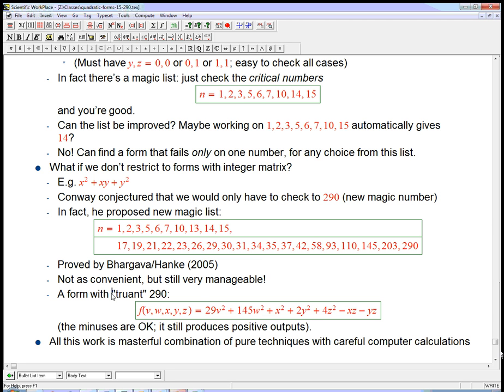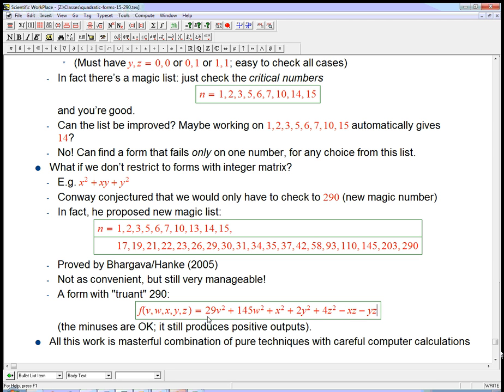One of the terms that they used was the truant, which is the minimal counterexample. If you have a non-universal form, something that can't represent all numbers, the truant is the smallest number it can't represent. And so here it is. Here's a good example. This is something where the smallest number it can't represent is 290. So this does show, again, that you actually really have to check up that far.